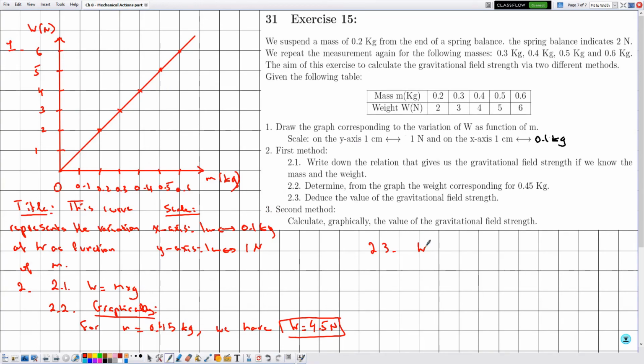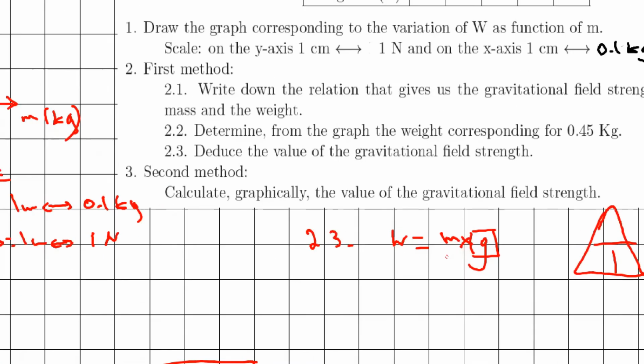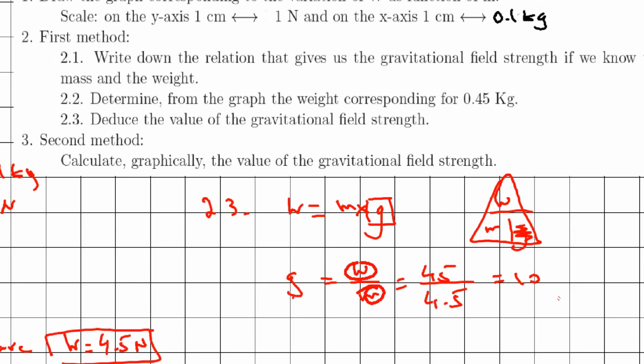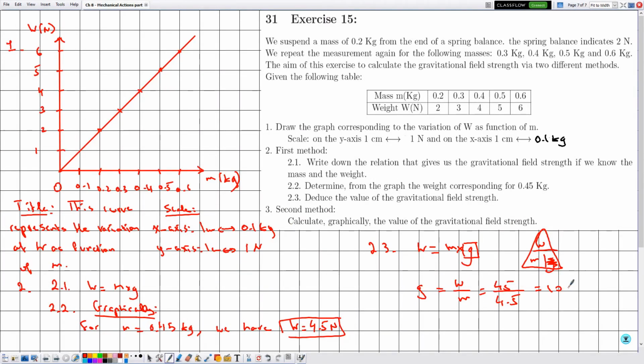Then W is equal to M multiplied by G, and we are interested in determining the value of G, constructing the triangle of this formula here. Because we have multiplied, then W will be at the top, M and G here, putting our hand over G, then G is equal to W over M, which is equal to 4.5 over 0.45, then this is equal to 10. Since both W and M are expressed in the SI, so the value of G will be in the SI, which is in newtons per kilogram. Then G is equal to 10 in newtons per kilogram.